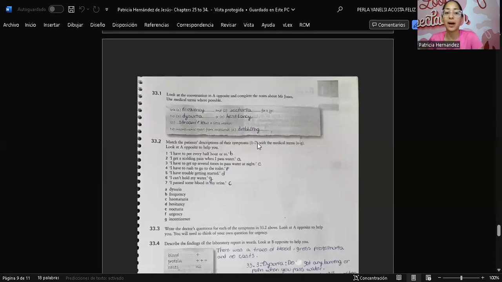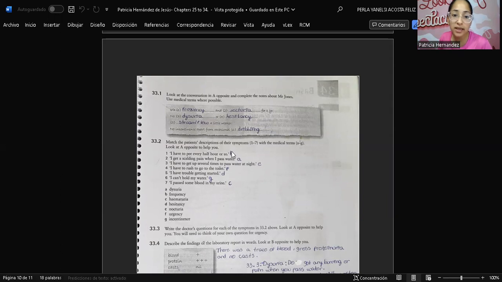Chapter 33 is about the urinary system. 33.1. Look at the conversation in A opposite and complete the notes about Mr. Jones. Use medical terms where possible. Okay, complaining of frequency and nocturia for 1 year. No dysuria or hesitancy. Okay, stream flow a little weaker.